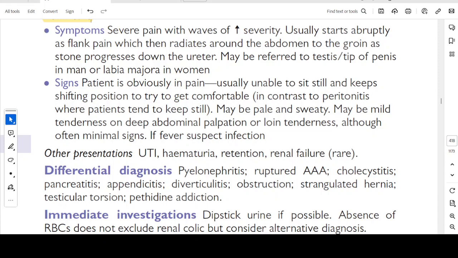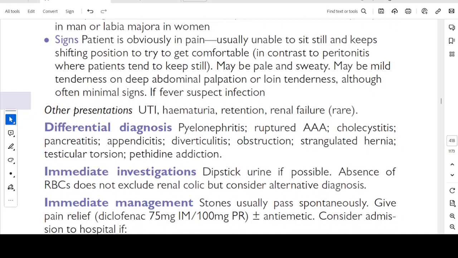And if there is fever, you suspect an infection. Other presentations are UTI, hematuria, urinary retention, renal failure. So these are the other presentations of renal stone, renal colic.